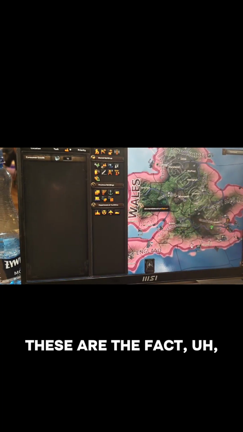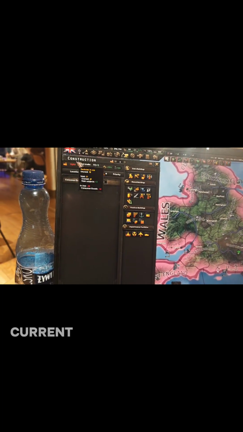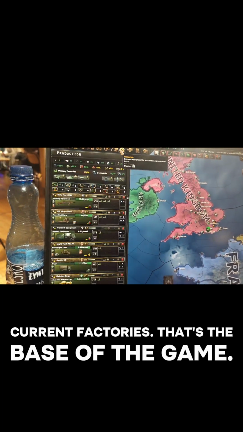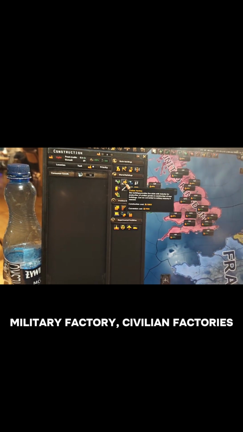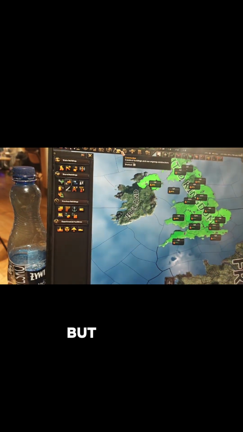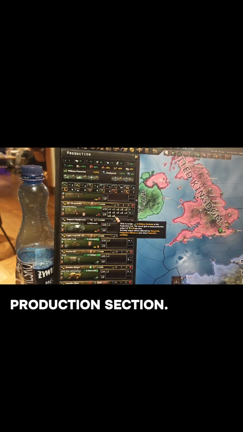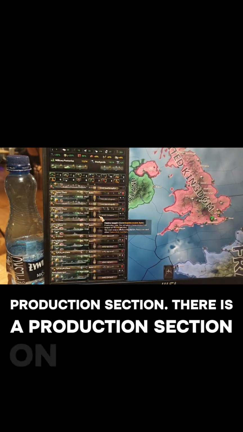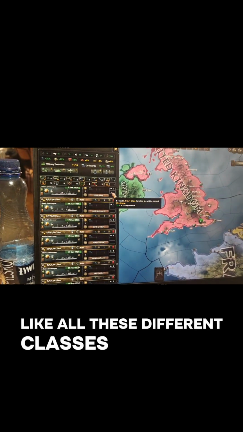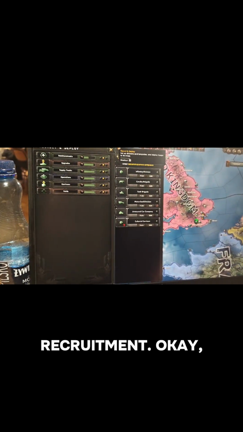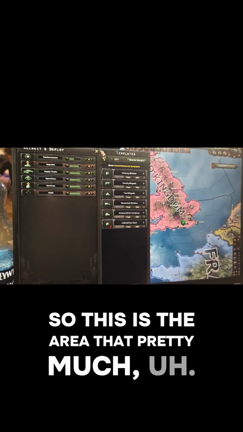These are the current factories. That's the base of the game: military factories, civilian factories, and their locations and stuff like that. But if we go back, production section. There is a production section in the game as well, with all these different classes and stuff like that. The recruitment. Okay, so this is the area that we might have.